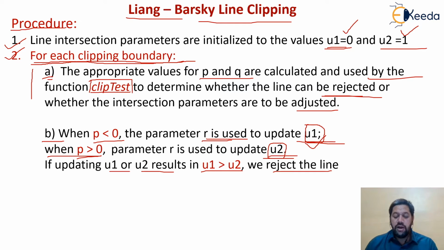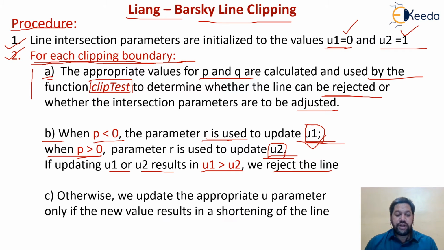This is the test that we are performing to find out whether the line is totally invisible. If it is totally invisible, it is totally outside the clipping window, then we are going to reject that particular line. Otherwise, we update the appropriate u parameter, and indicate that the line is not rejected. The line is not totally invisible.